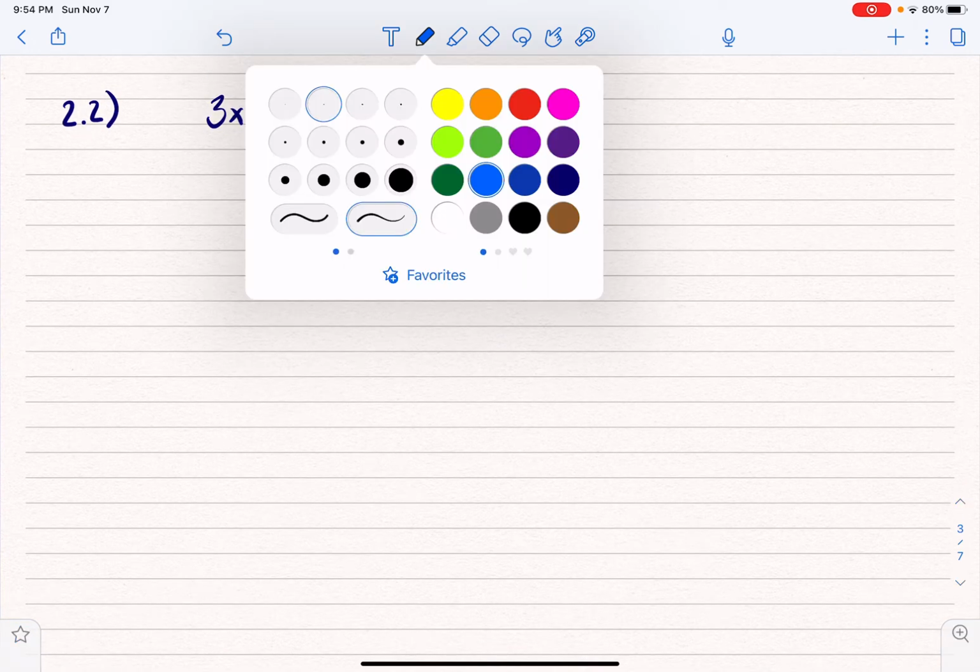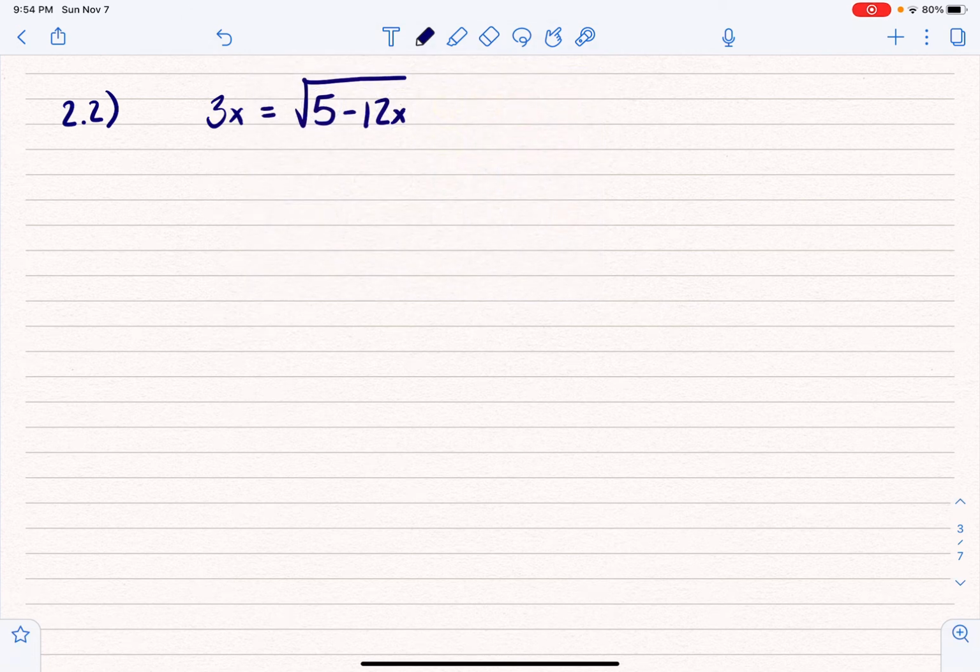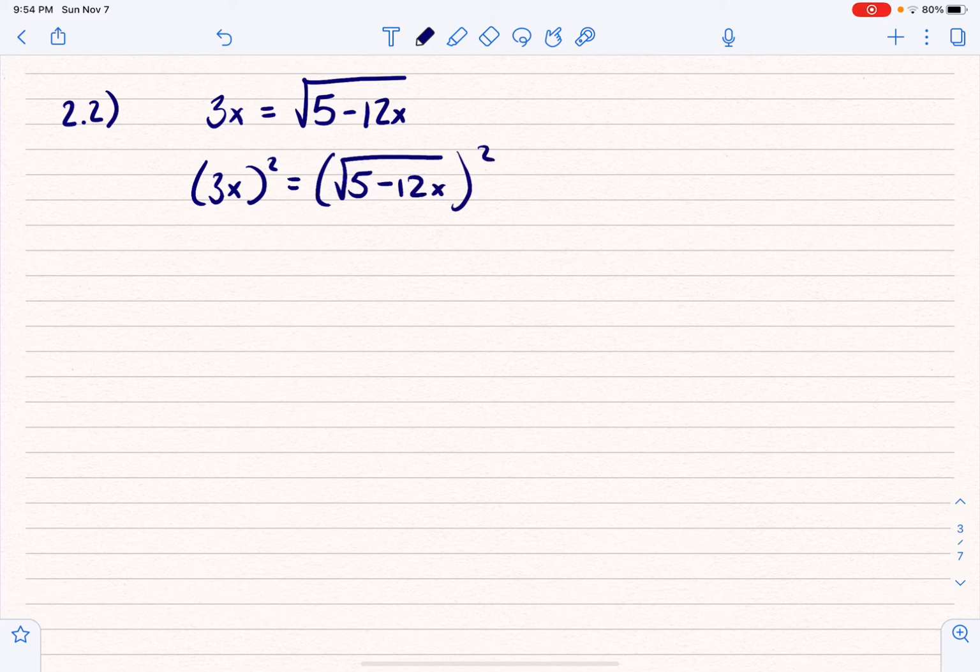So let's think through the system of what we did. I want you to work this one alongside me. Make sure you're getting all of it. First thing we do when we've got these problems involving radicals, we square both sides. So I say 3x squared equals, and when I square this side, we know that's really easy. Just cancels the radical out. So those cancel out. This, I have to square both terms. I get 9x squared equals 5 minus 12x.